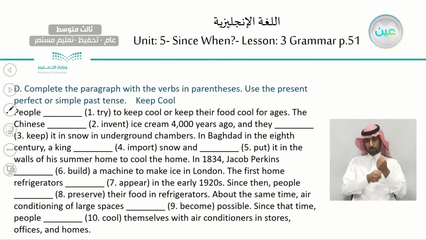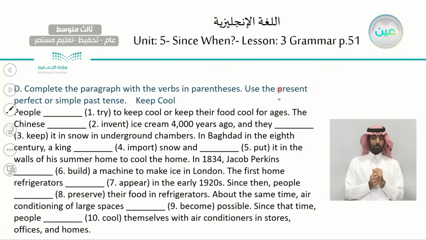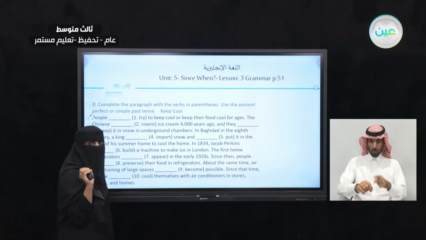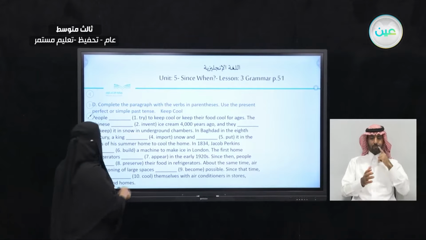Let's look at the exercise on page 51. Page 51, please. Exercise D. Complete the paragraph with verbs in parentheses. So you have verbs between brackets here. You have to use either the present perfect form or the simple past form. It depends on the sentence. Read the sentence. If you see a specific time, then you use the past simple. If you can't see the time, then you use the present perfect, okay?